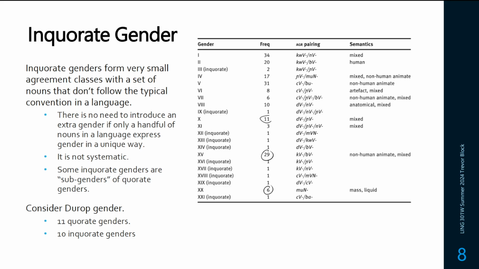So if we circle it, this is from a database of many, many words, and their agreement pairings. Don't worry too much about the agreement pairings in the third column right now. And then we see, hold on a second, circle that one too. Then we see a bunch of inquoret ones that only have like 1 or 2 cases.